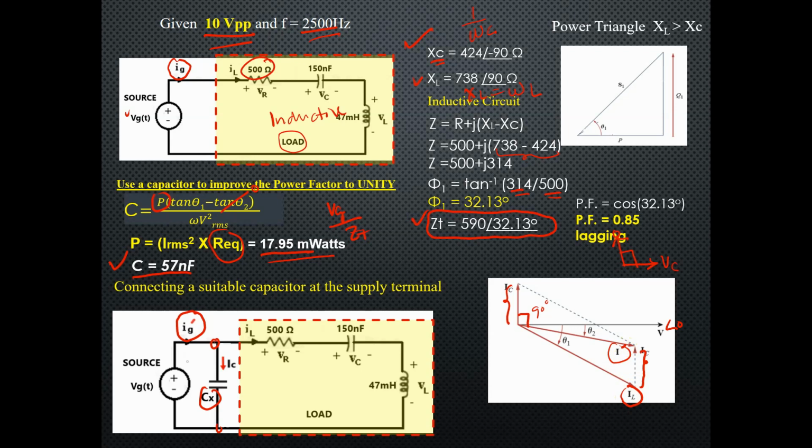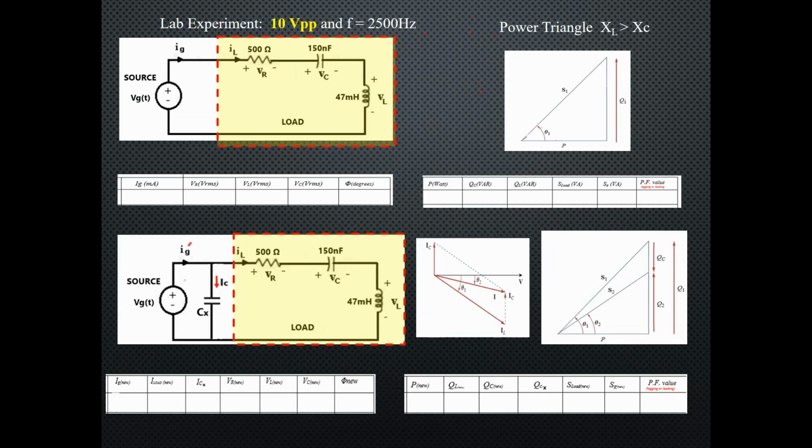So if the current is reduced, what happened to the power? Initially we have IG. Let's say IG is equal to VG divided by the total impedance, right? So VR is equal to, you can analyze it or you can measure it if you are in the lab, directly using an oscilloscope, or VR will be equal to the current I times R, right?